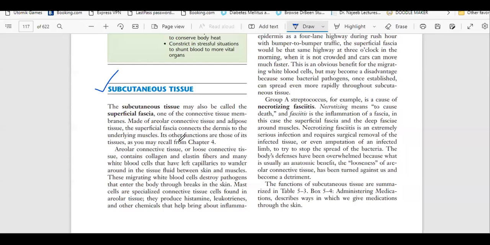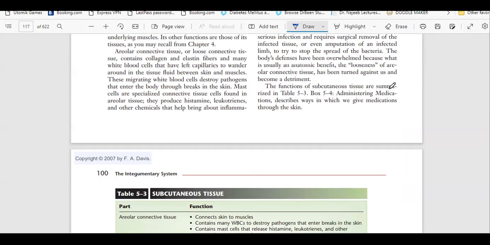So today we will talk about subcutaneous tissue. Basically, in the skin, we have three layers. One is epidermis, second is dermis. So basically, skin is having two layers: epidermis, upper layer, and second layer is dermis.